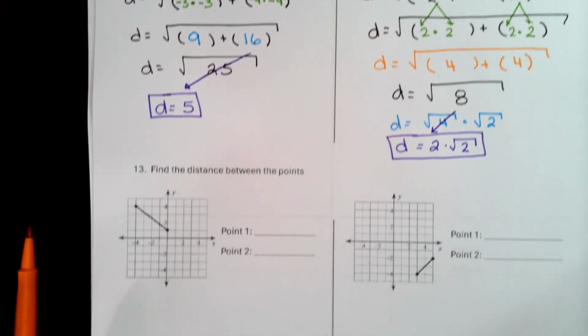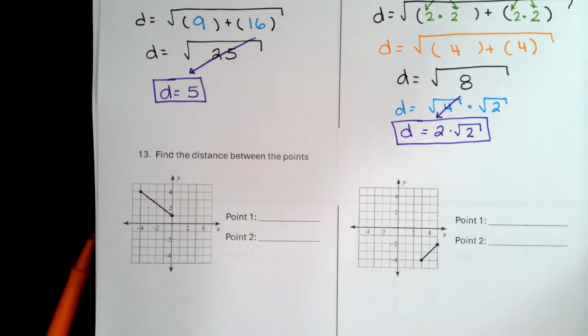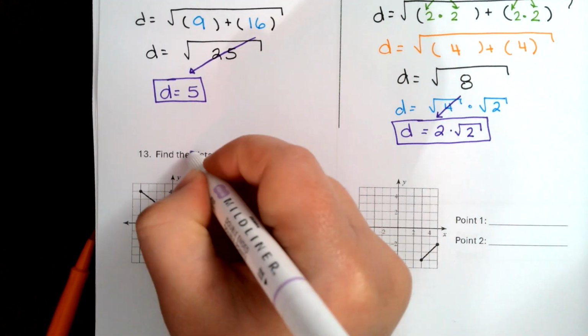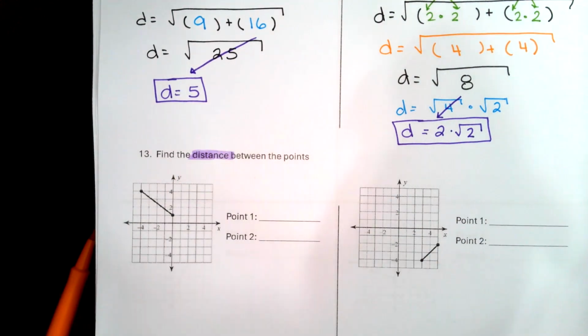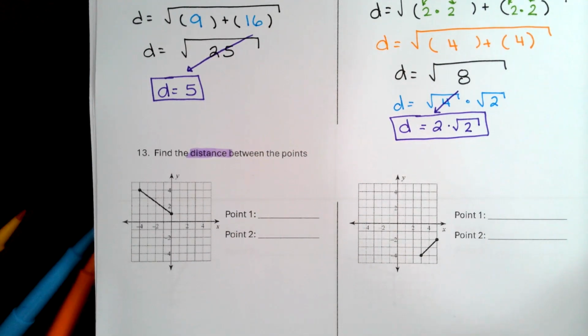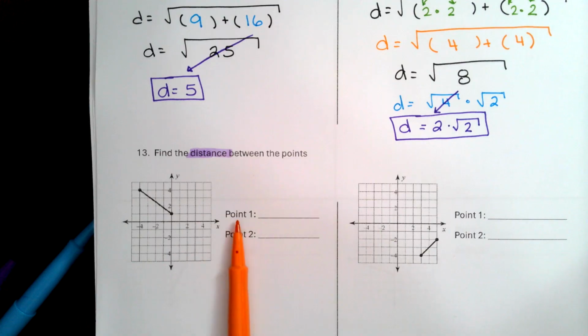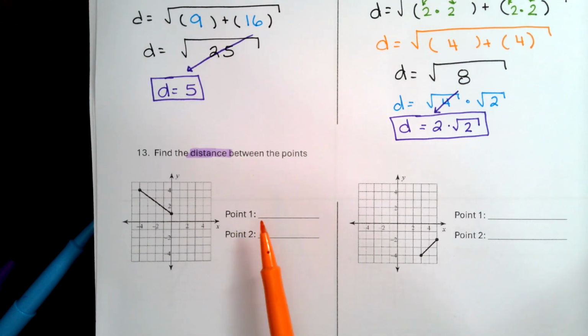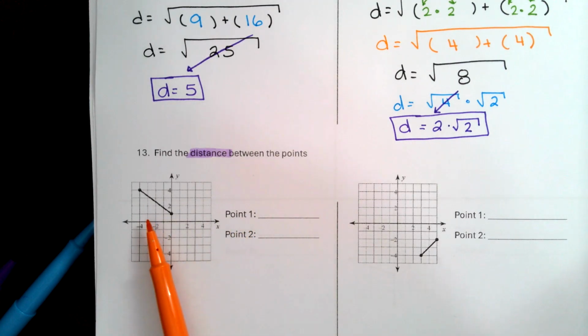Okay, moving on. Again, it's very important to read the directions. So this one is still asking us to find distance. So we're still using that distance formula. Now the questions look very different, right? So this time they're giving us a picture, and this picture is asking us to identify our points. The points are not given, they're not written out, they're given here in the form of a picture.